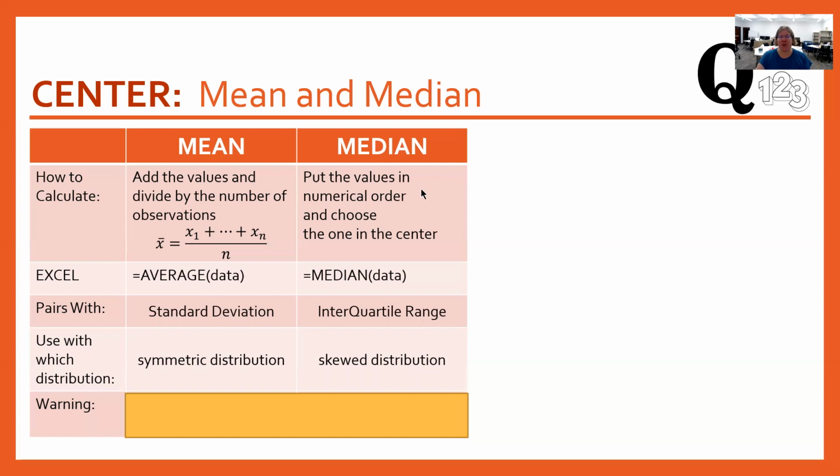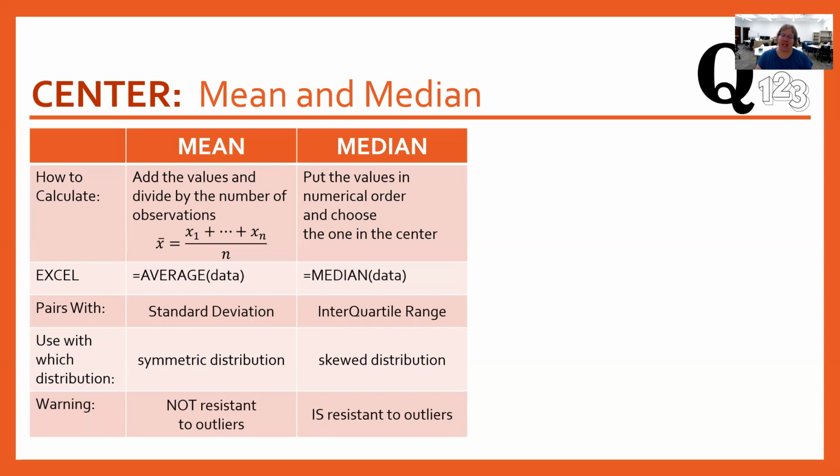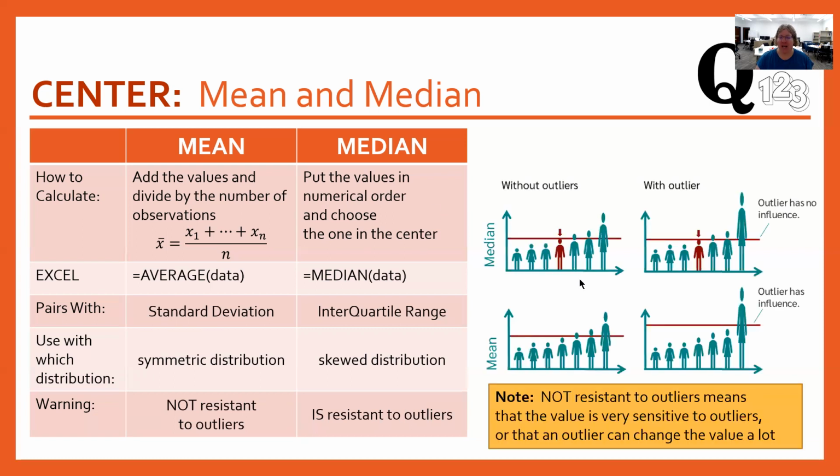All right, so there is one word of warning for these, and that is that the mean is not resistant to outliers, but the median is resistant to outliers. So if something is resistant to outliers, like the median is resistant, then it's not going to matter if there is or isn't an outlier. It doesn't change the value of the median by having an outlier there. If it's not resistant, like the mean is not resistant, then an outlier can really change that value. All right, so let's take a look at a picture that maybe illustrates that a little bit better.